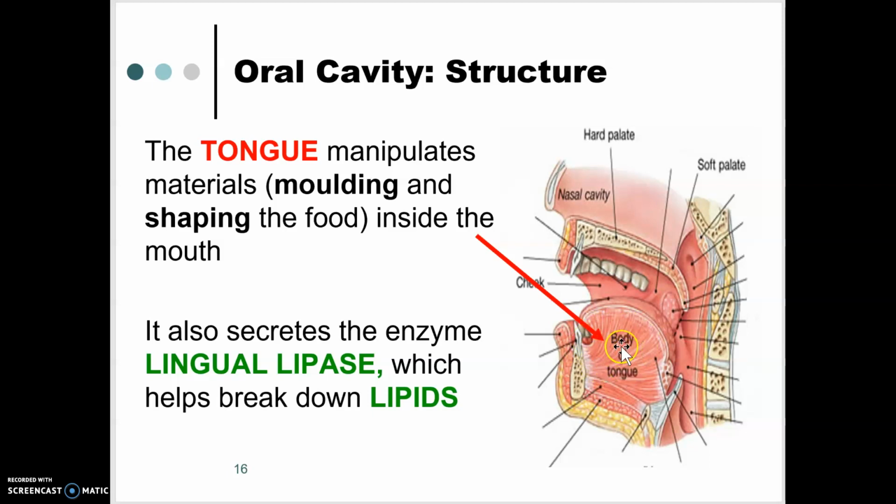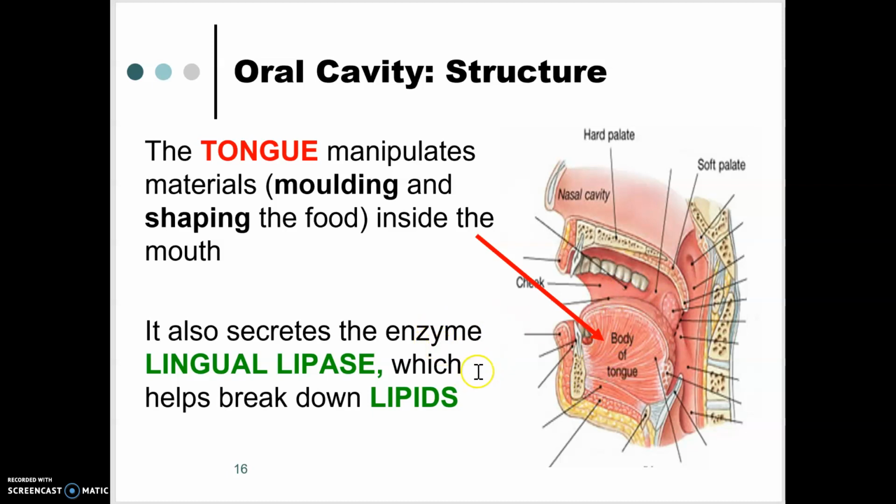When we look at it in cross section, it's quite a bit different than you normally think of your tongue. But one of the things that you'll notice is it's very, very muscular. So the tongue's got an incredible amount of muscle, and it can move stuff around in your mouth quite efficiently.